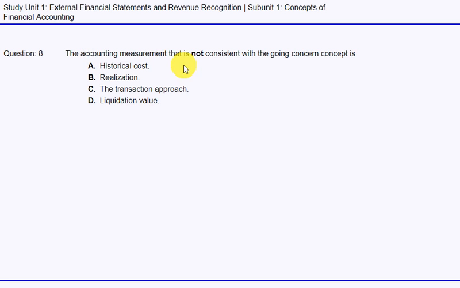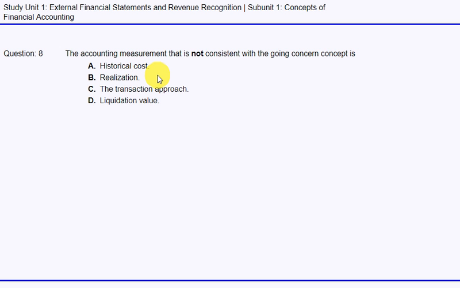An accounting measurement that is not consistent with the going concern concept. Now let us deal with all these things separately. Historical cost, this goes with the going concern concept. Originally what was the asset bought for? If the business is going on, you will have to show the assets at the historical cost.